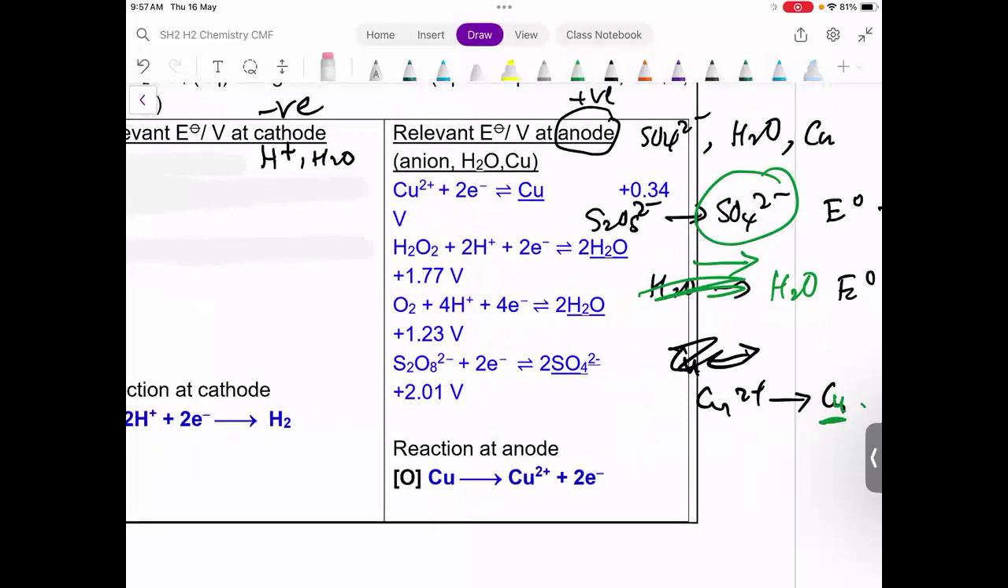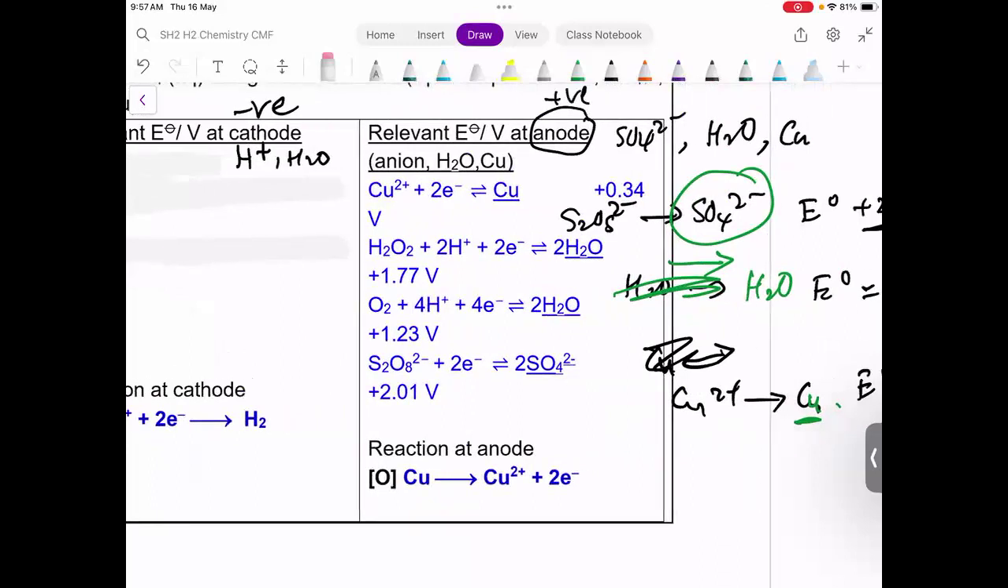Consider. But then because we are talking about oxidation, we should choose the one that is less positive. I mean, you can consider this, but the conclusion is still the same. Yeah. Okay.